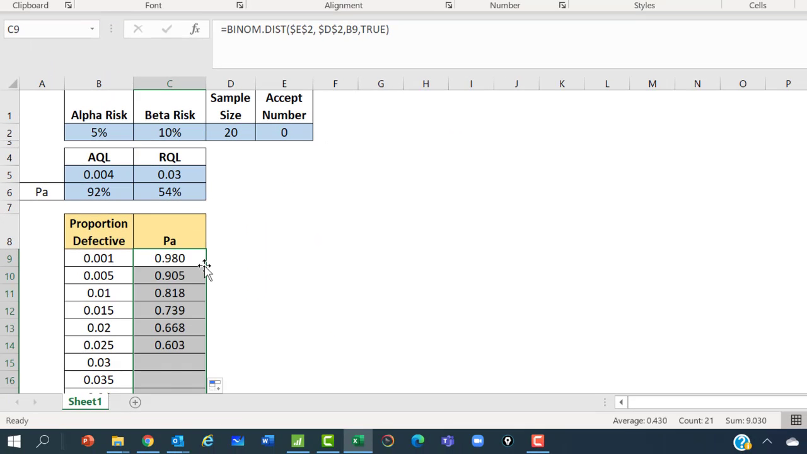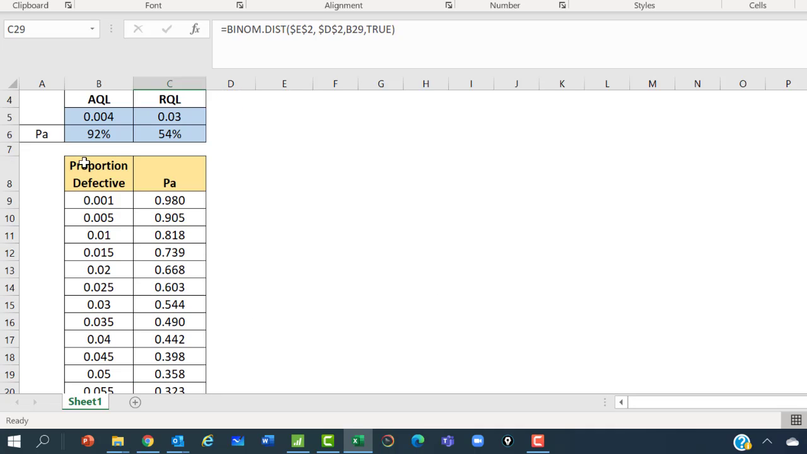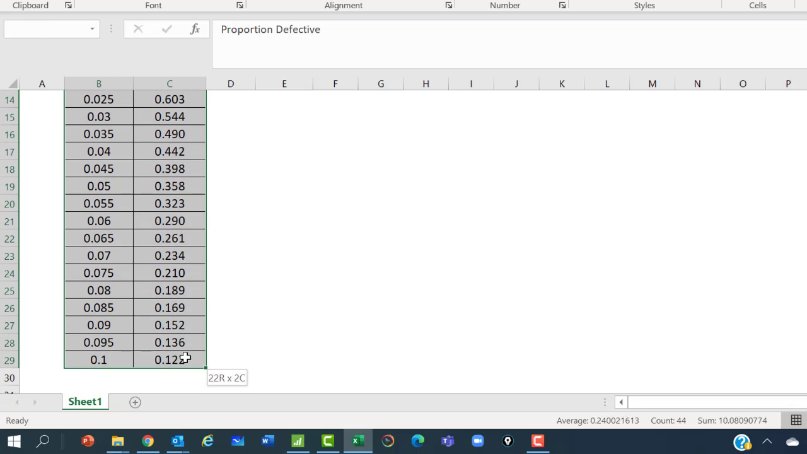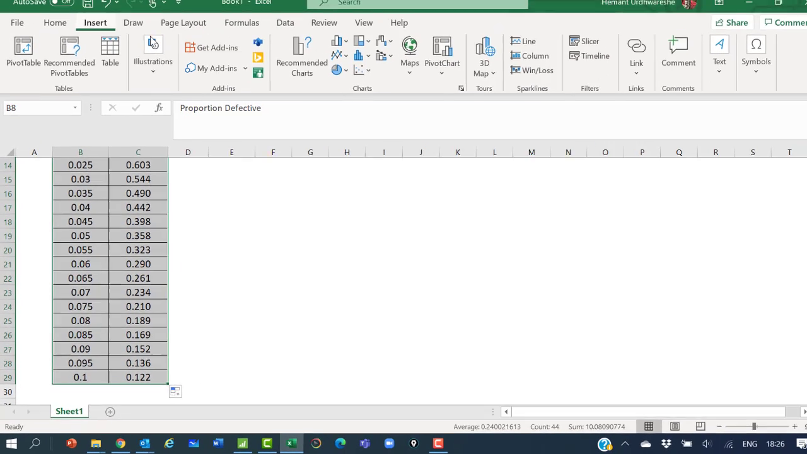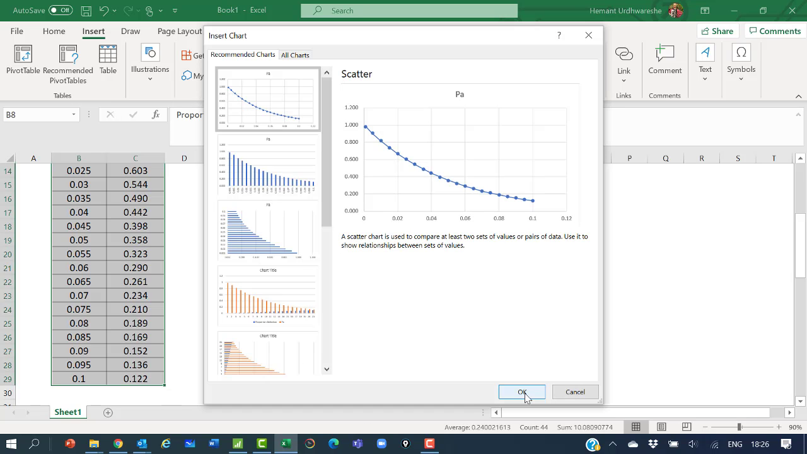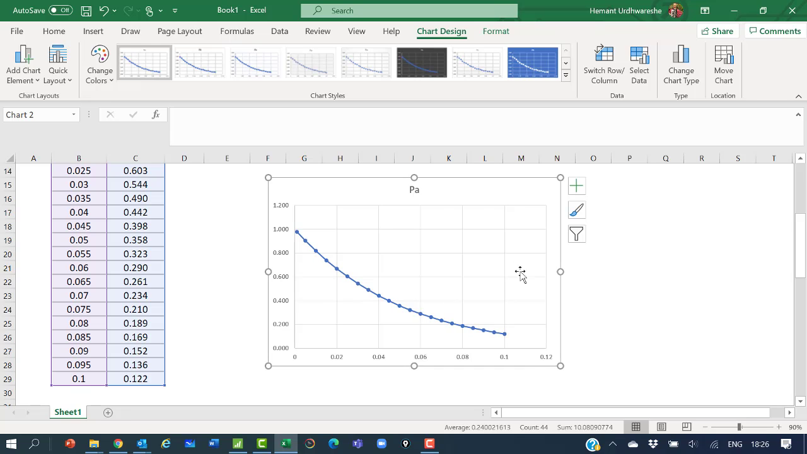I just copy this formula and I generate the probability of acceptance. So if I plot this proportion defective versus probability of acceptance, that gives me the operating characteristic curve. So I can use the scatter plot or recommended charts and select scatter plot. So this is the chart that gives me probability of acceptance.